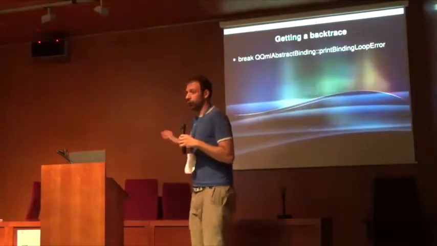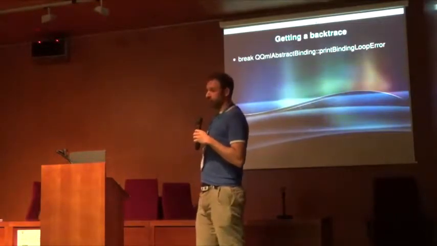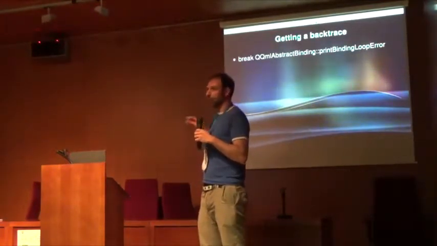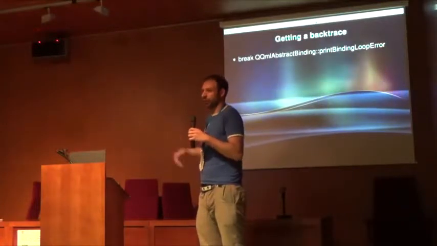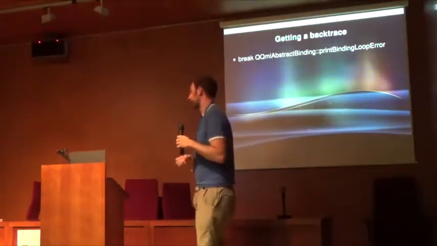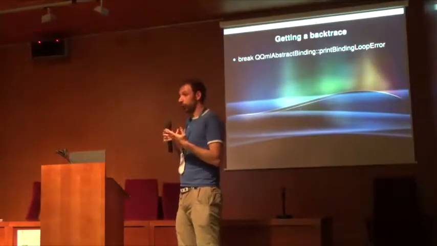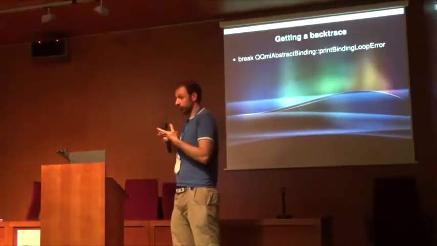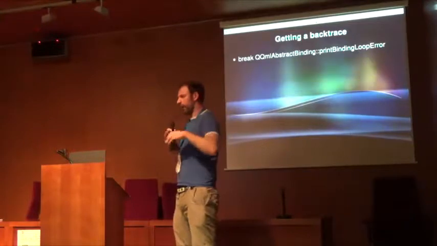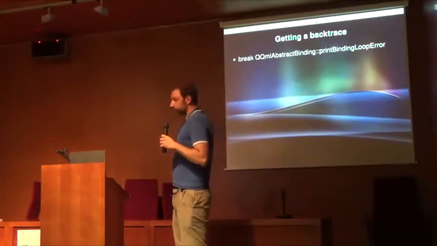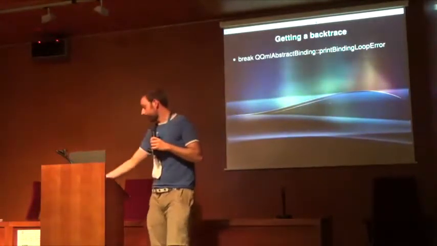To get a backtrace of a binding, break when you see a warning message. Breaking when you see a warning message is a good way to find out why that warning was generated in the first place. And this works for bindings. It doesn't work for object creation because that happens in a different thread and there's a delayed error. But binding loops just work perfectly.